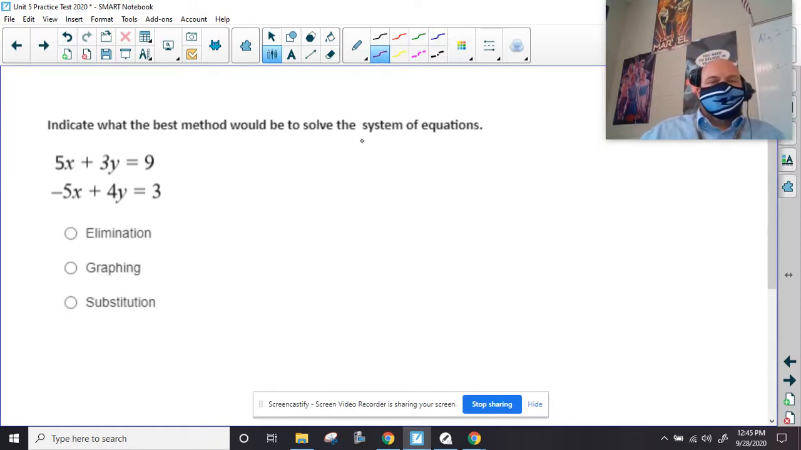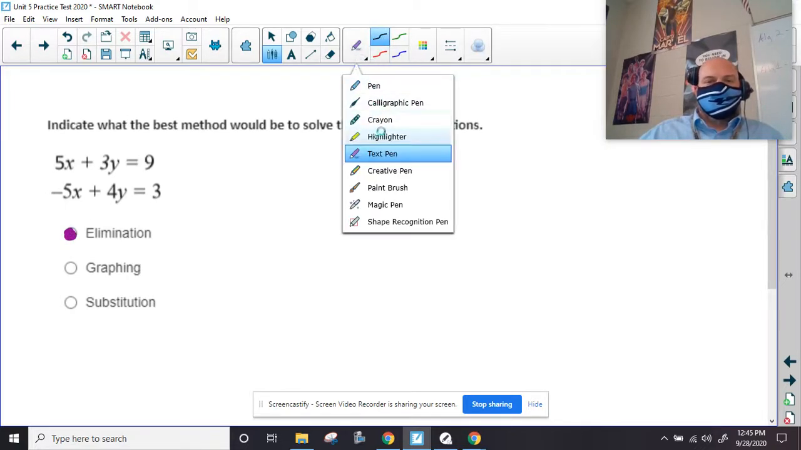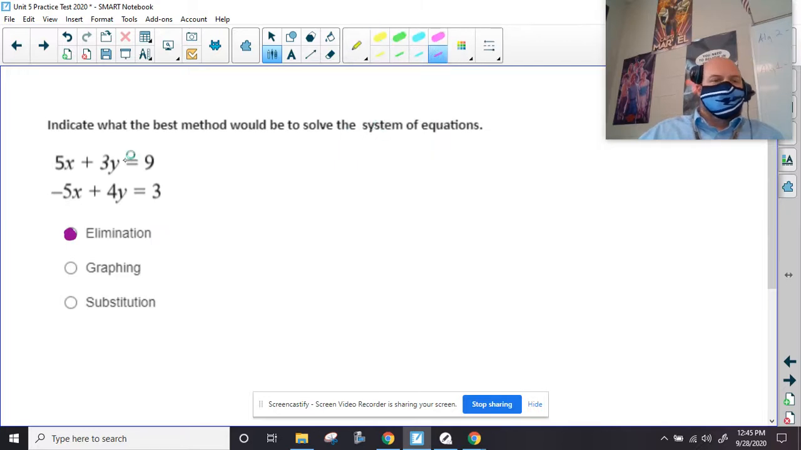Indicate what is the best method to solve this system of equations. Would it be elimination, graphing, or substitution? Elimination. And this is why. This is the main thing that I would look for. This right here. They're the same term, but different sign. We have a positive 5x and a negative 5x. Those x's will go away when you combine them. Okay.